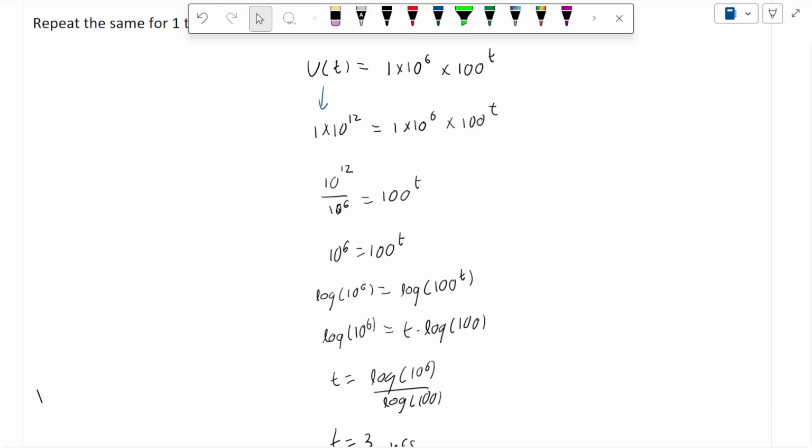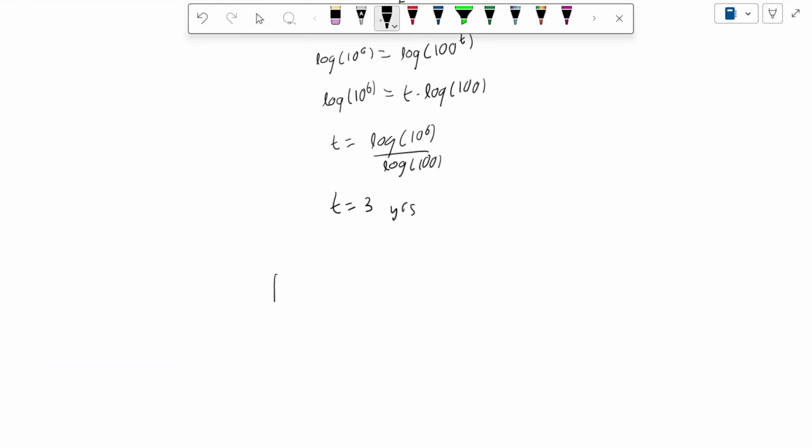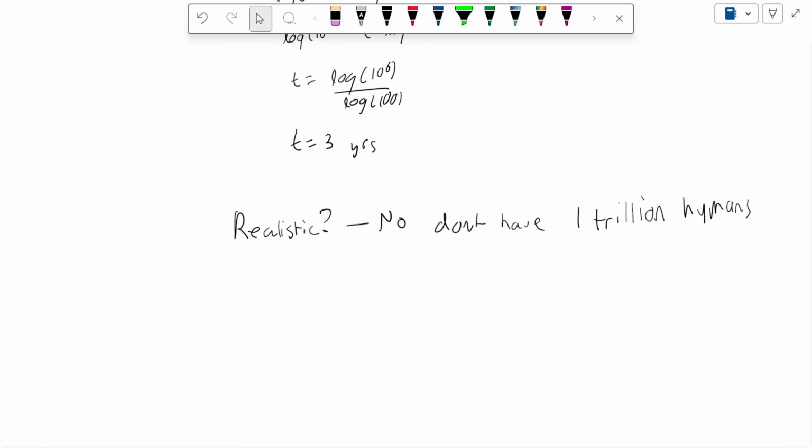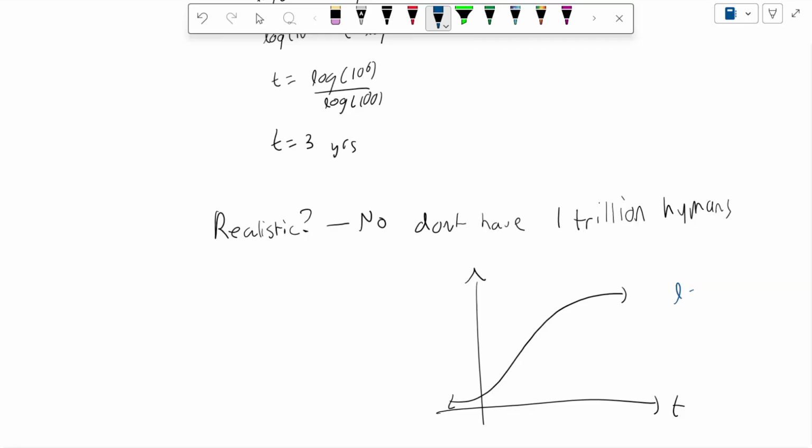There's a follow-up question here. Is this realistic? The answer is no. We don't have 1 trillion humans. So most likely what the graph would actually look like for ChatGPT users over time is something like this. I think I talked about this briefly in a previous video, but this is called a logistic graph. And some limiting value there.